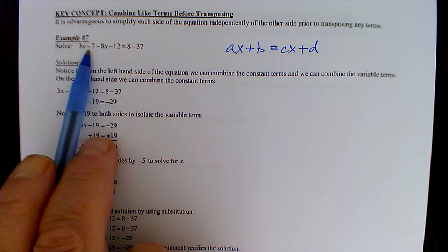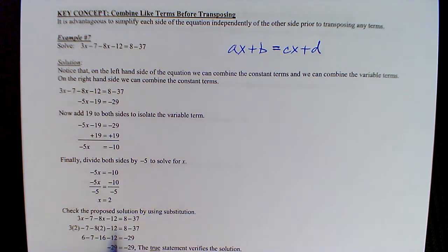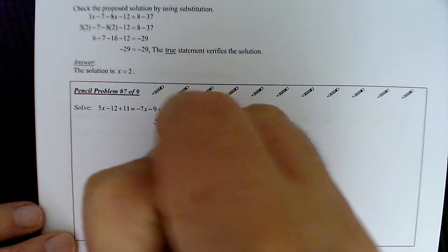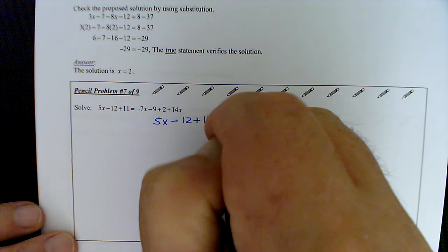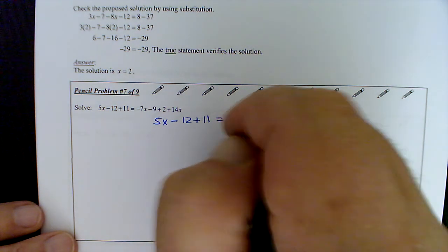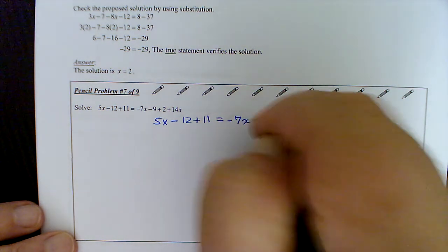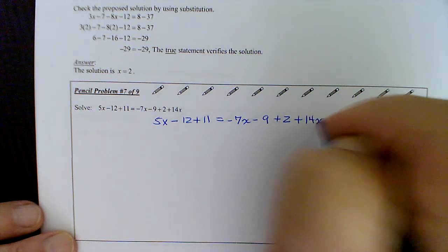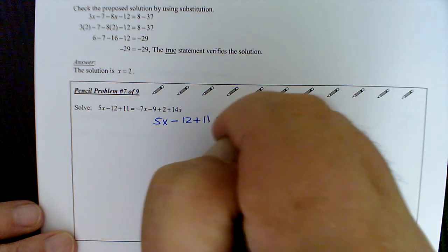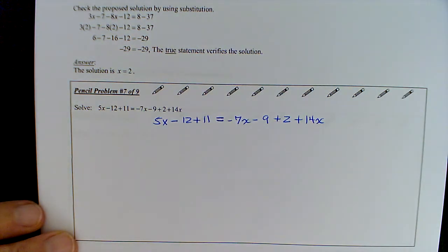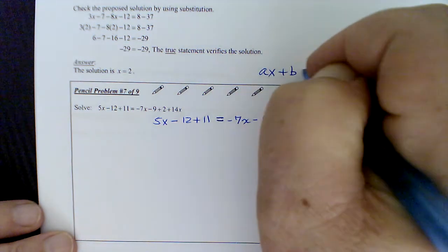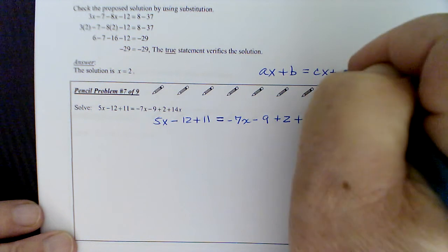So you can see the situation here. You could read through the example, and I'm just going to jump to the pencil problem. And I'll recopy the equation. 5x minus 12 plus 11 equals a -7x minus 9 plus 2 plus 14x. Okay, so there's an equation with a lot more than we've seen at this point. But remember, worst case, before transposing, ax plus b equals cx plus d.